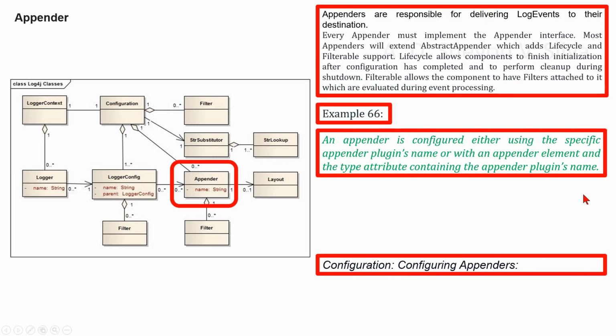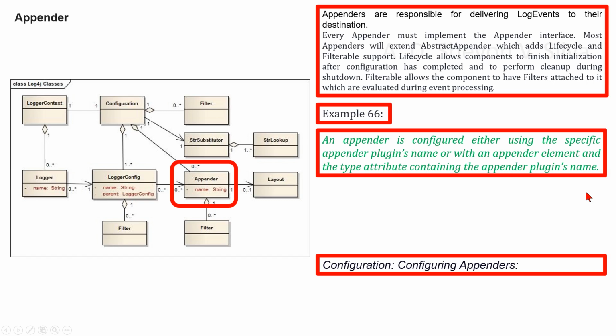Now we are considering configuring appenders in configuration. An appender is configured either using a specific appender plugin name or with an appender element and appender type, and the type attribute contained in the appender plugin's name. In addition, each appender must have a name attribute specified with a value that is unique within that set of appenders. The name will be used by loggers to reference the appender as described in the previous section.